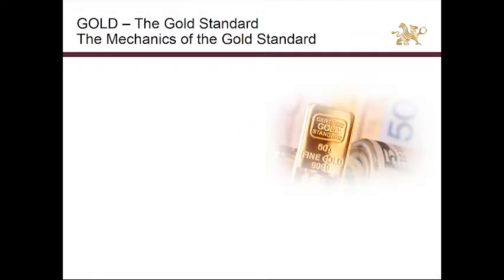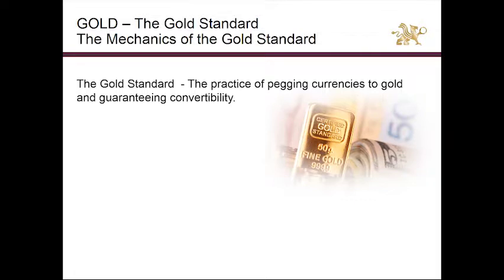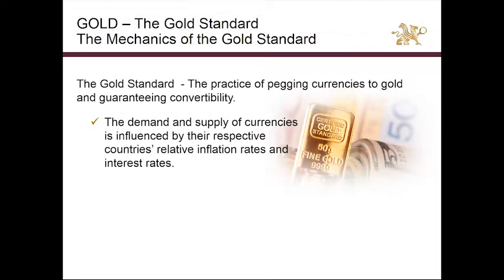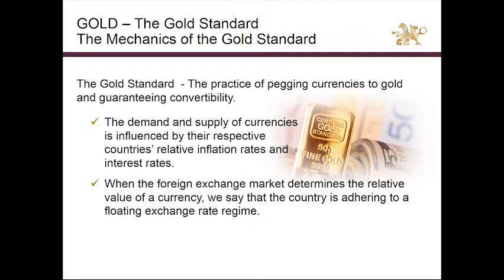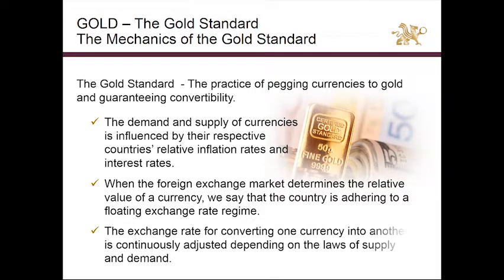The gold standard is the practice of pegging currencies to gold and guaranteeing convertibility. The exchange rate between currencies is based on how much gold a unit of each currency would buy. The demand and supply of currencies is influenced by their respective countries' relative inflation rates and interest rates. When the foreign exchange market determines the relative value of a currency, we say that the country is adhering to a floating exchange rate regime. The exchange rate for converting one currency into another is continuously adjusted depending on the laws of supply and demand.